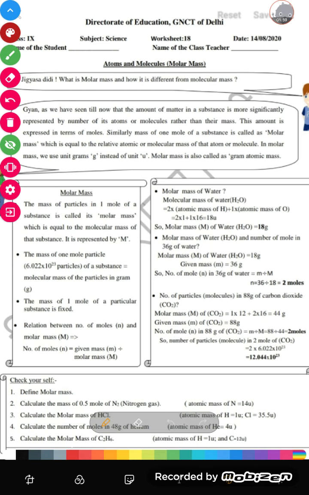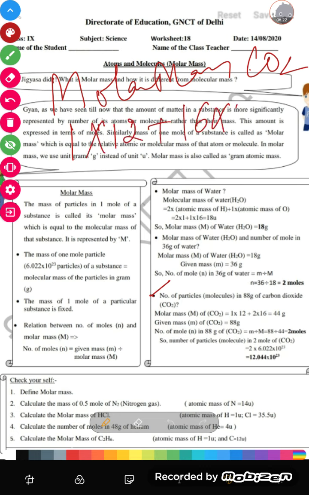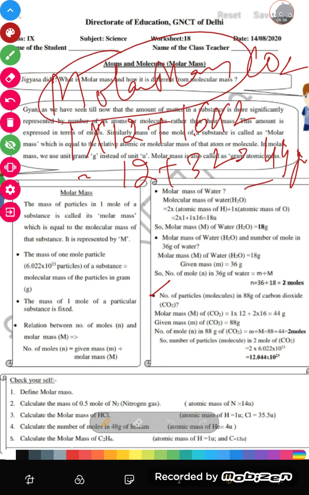Third, we have to find out the number of particles in 88 grams of carbon dioxide. We have the molar mass of carbon dioxide. Let's find out for CO2: 1 into 12 plus 16 into 2, that is 12 plus 32. We have 44 gram. This is directly the molar mass. Molar mass is 44 gram.